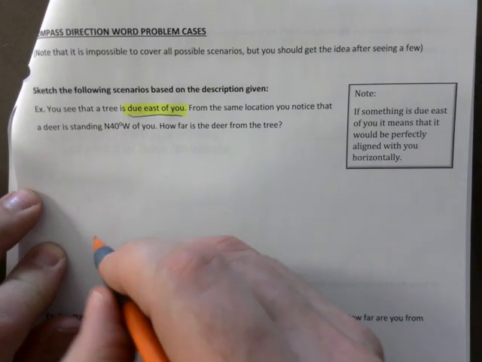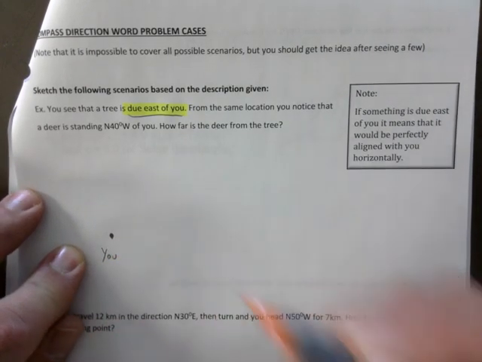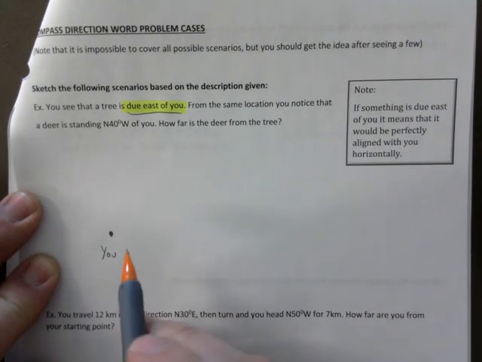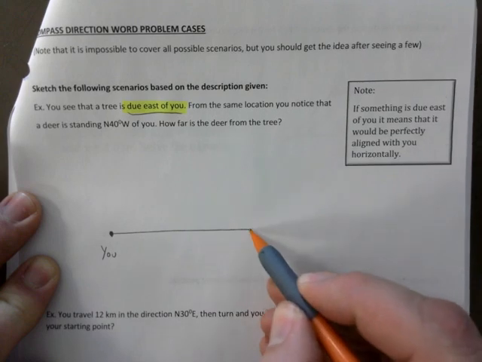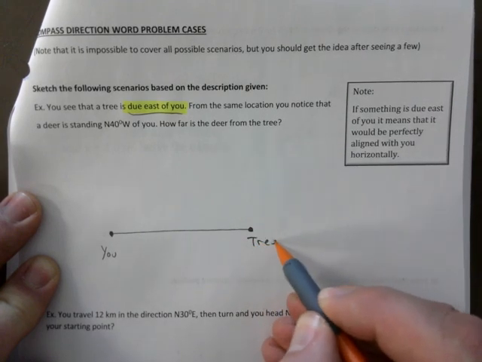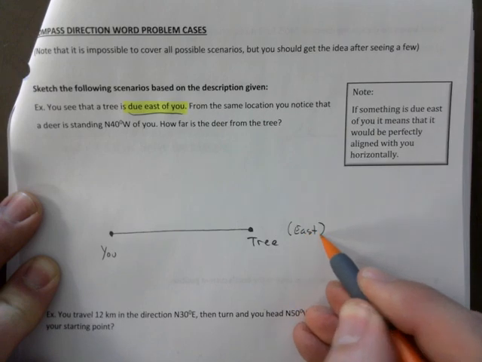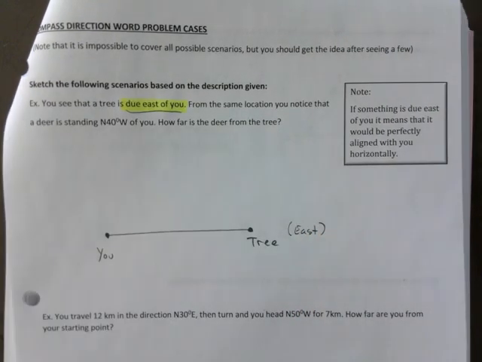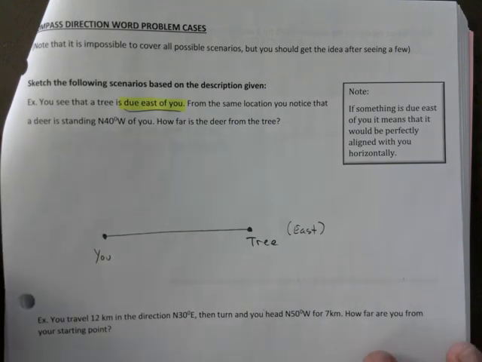So let's set this up. You are here. This is you. And you see a tree directly east of you. This is the tree. And this is also east, right? So it's perfectly lined up. When you see that, that's gold, actually. If something is directly due north or due south or due east, that is actually very important. That helps us big time.